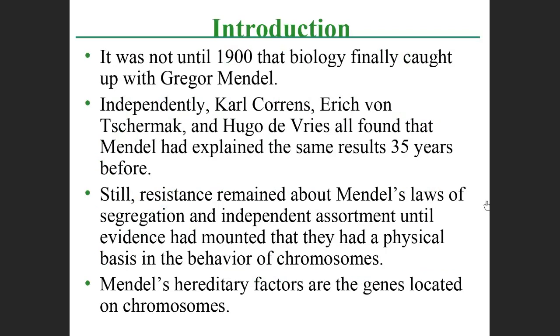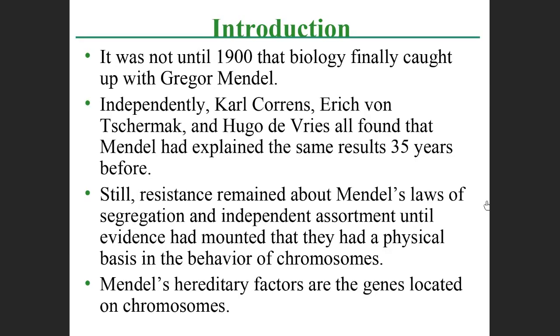So in the early 1900s, biology finally caught up to Gregor Mendel. So there were a variety of scientists who basically rediscovered what Mendel had done, and they were able to study genetics with a little bit more scientific accuracy, not too much more in 1900, but a little bit more than 1850.